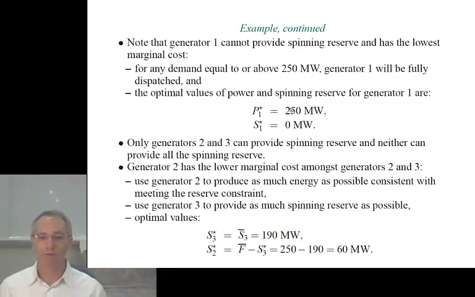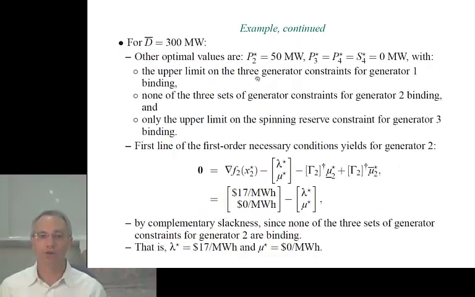So if we've got 250 from generator 1, then the rest is going to come from the lowest cost of the remaining generators, generator 2, which will provide the other 50 megawatts. Generator 3 will produce 0 megawatts, and generator 4 will contribute 0 megawatts of spinning reserve. Notice that the upper limit on the 3 generator constraints for generator 1 are binding. None of the 3 sets of generator constraints for generator 2 are binding, and only the upper limit on the spinning reserve constraint for generator 3 is binding.